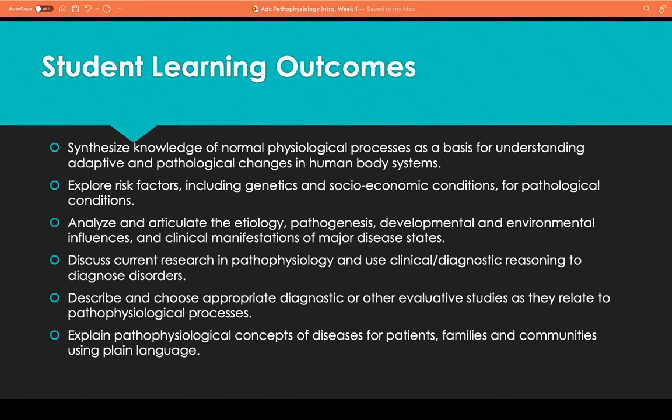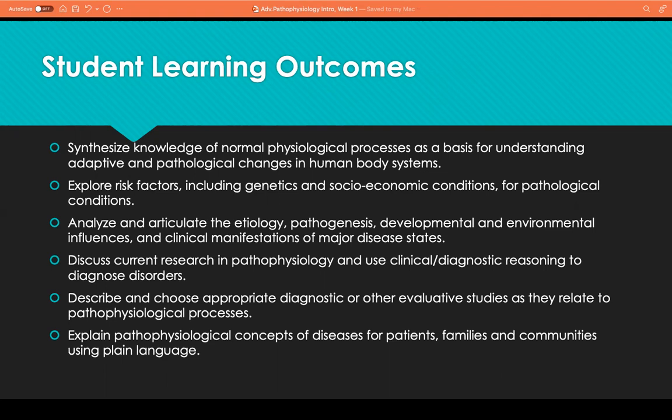student within this class. Knowledge of your normal physiological processes is a basis for understanding adaptive and pathological changes in human body systems. It is important for you to start to grasp as an outcome. You're going to explore risk factors, including genetics and socioeconomic conditions for pathological conditions. You're going to analyze and articulate the etiology, pathogenesis, and developmental and environmental influences and clinical manifestations of major disease states. Super important. That's one of your biggest outcomes that I would focus on for sure.